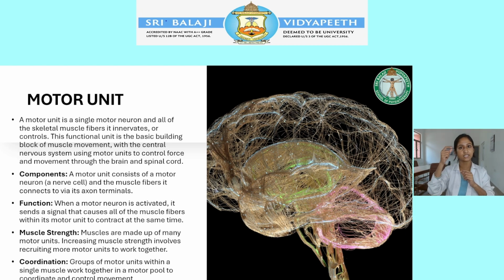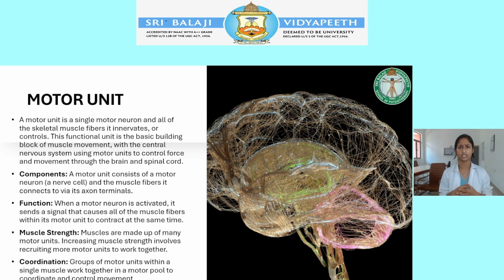When the neuron gets activated, it sends signals to the muscle fibers, and the muscle fibers which are in the motor unit contract at the same time. So this is the function of the motor unit. And then muscle strength. So what is muscle strength? Usually a muscle is made up of many motor units. To increase muscle strength, you require more motor units to work together. In this way the muscle gets strengthened.